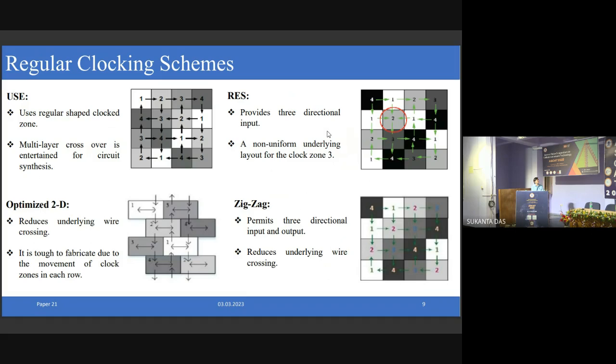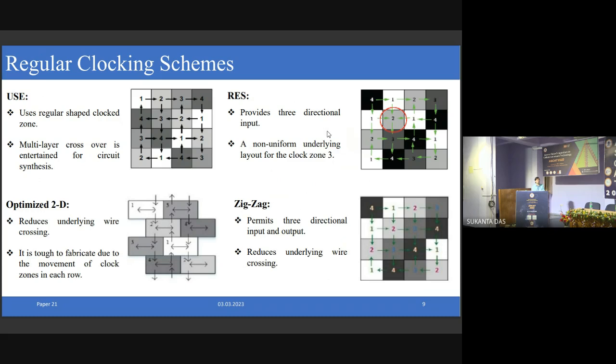Next, regular clocking. As I have told you, I will discuss four important clocking schemes. The USC is where the clock regions are uniform, but it has one disadvantage. To realize wire crossing, we need a multi-layer crossing scheme, so it is very difficult to realize in case of QCA. So this one is a disadvantage of QCA. In case of RES, it provides three-directional input.